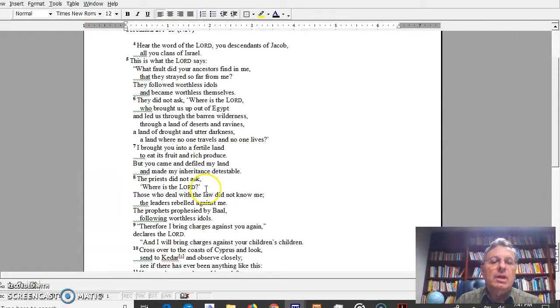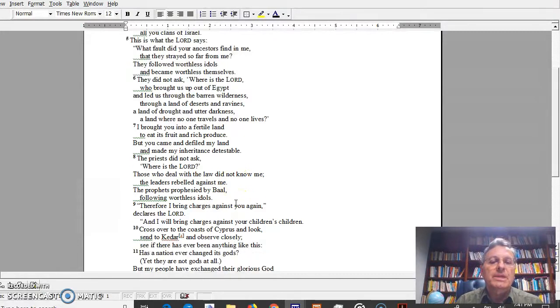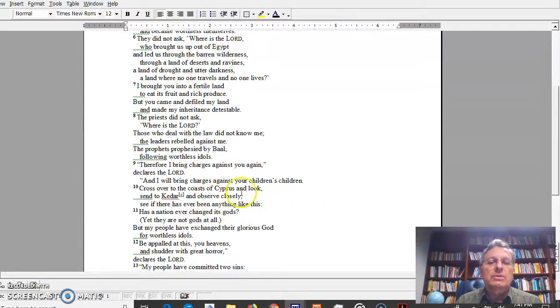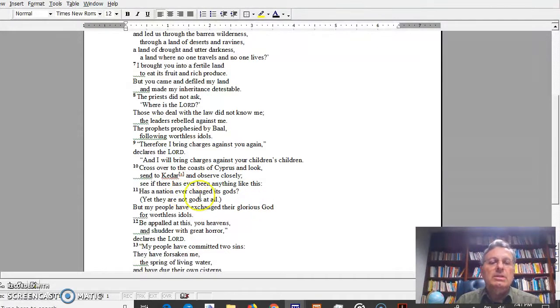The priests did not ask, where is the Lord? Those who deal with the law didn't know me. The leaders rebelled against me. The prophets prophesied by Baal, following worthless idols. Therefore I bring charges against you again, declares the Lord, and I'll bring charges against your children's children. Cross over to the coast of Cyprus and look. Send to Kedar and observe closely. See if there's ever been anything like this. Has a nation ever changed its gods, yet they're not gods at all?